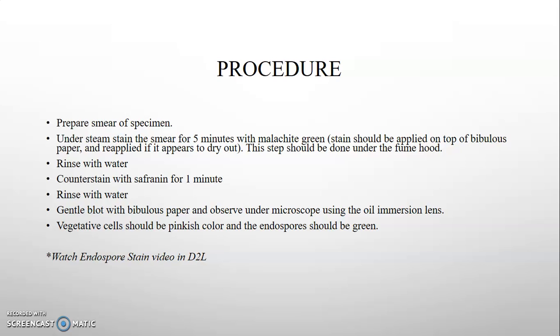After the 5 minutes with malachite green under heat, we rinse with water, and then you counterstain with safranin for 1 minute and rinse with water. And then all you have to do is blot it dry and then look at it under the microscope under the oil immersion lens. Typically your active vegetative cells would be pink, and then the endospores should be green. But do watch that video in detail again so you can familiarize yourself with the process.